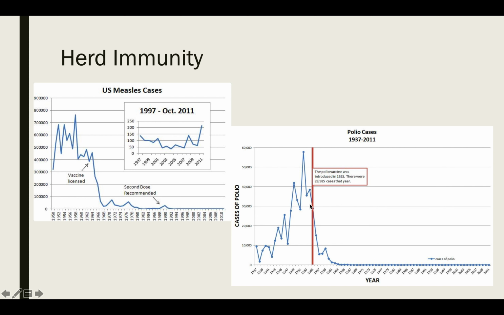So here in 1955, when the polio vaccine was introduced, there were just under 30,000 cases that year. And you can just see, I don't know what happened with this blip, but you can see it just plummets. And so now we are down to essentially, well, it's been eradicated in the United States. So 0 cases a year in the United States.